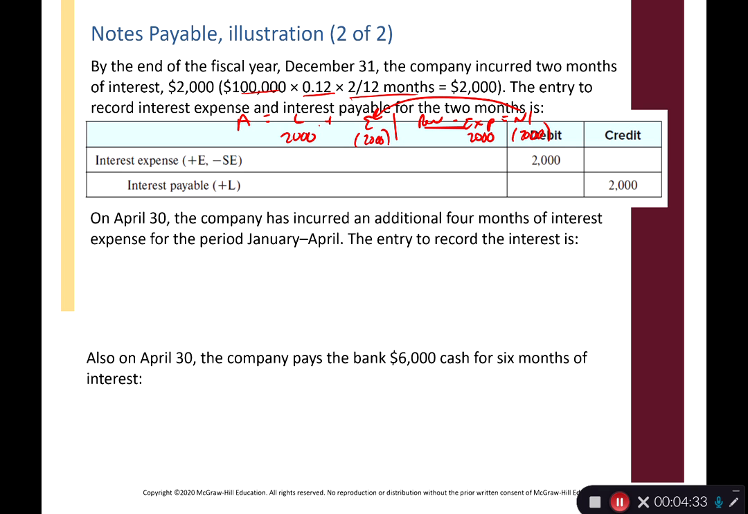On April 30th, the company has incurred an additional 4 months' worth of interest, and now we're going to pay it. So what's going to happen now is we need to use our formula to figure out the interest.